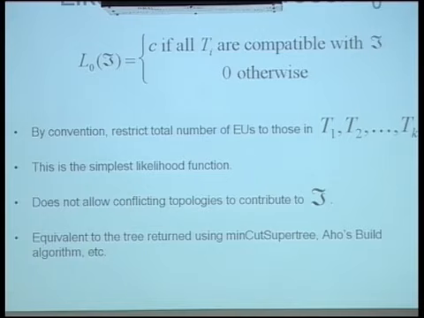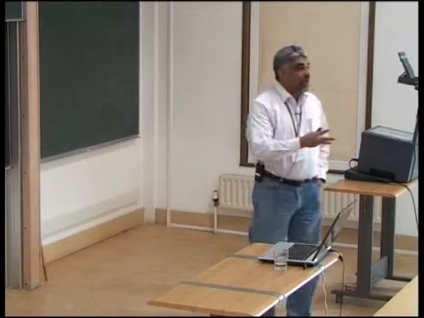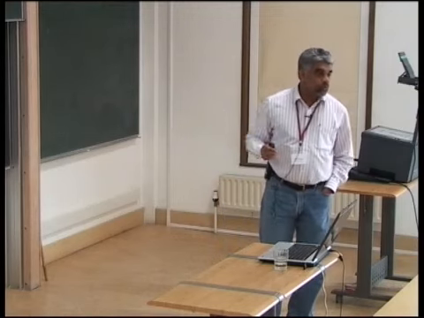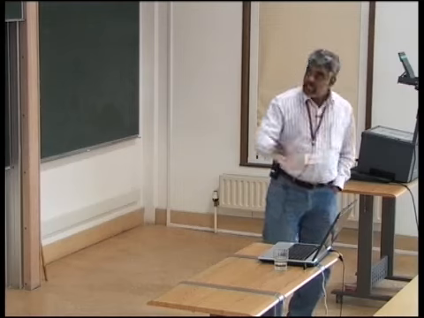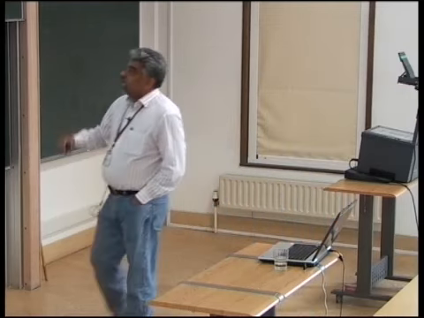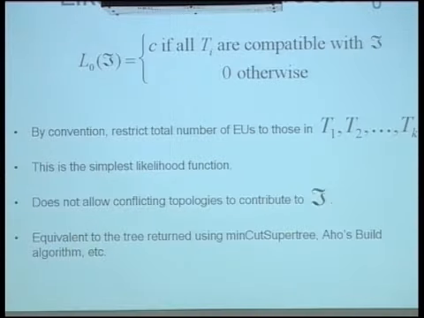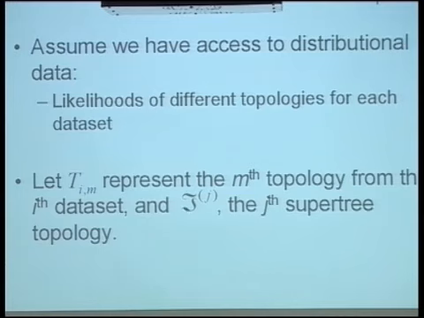So in this case, you would see that if I were to do this, it doesn't allow any conflict of topologies to contribute to my supertree. And it would, in fact, be equivalent to things like min-cut supertree and the Build algorithm, etc. But it's not a very reasonable way of thinking about it. Why? Because we do expect conflict amongst our subtrees. So how do we deal with this conflict? Well, let's look at another possibility.